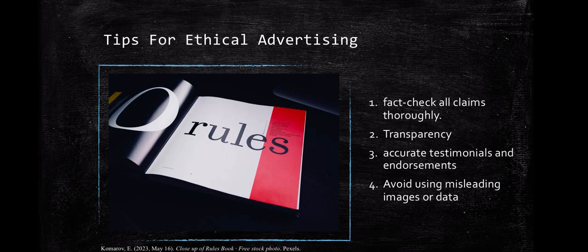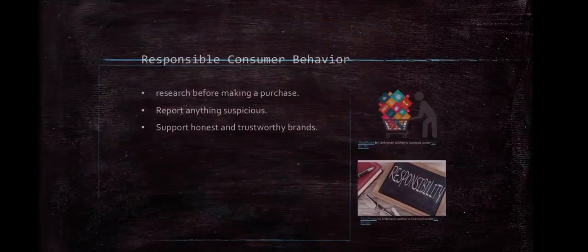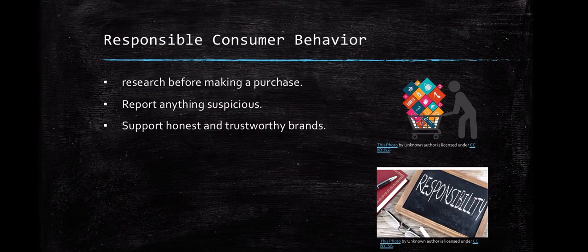All right, and for my next slide, I've got responsible consumer behavior. So for all of us who might buy something from Amazon or anywhere else, these are my suggestions for responsible consumer behavior. As consumers, we also have a role to play in combating false claims in advertising. It's always research before making a purchase. Look for genuine reviews and feedback from other consumers.